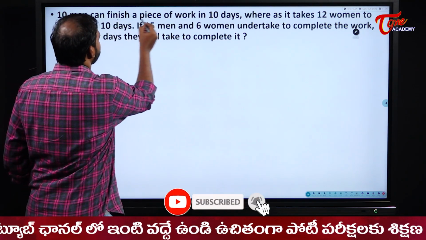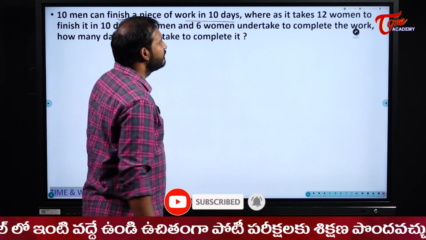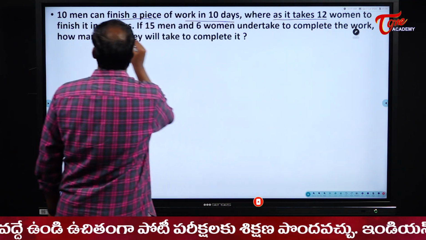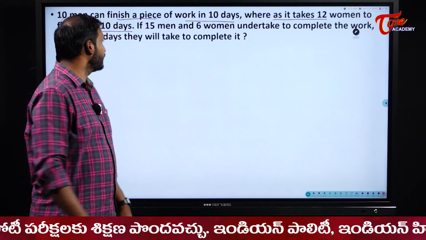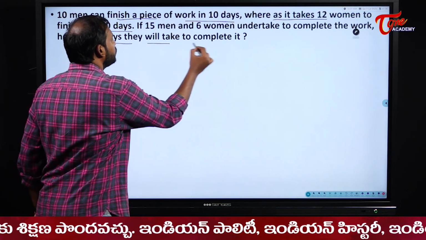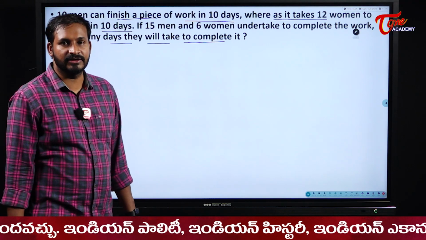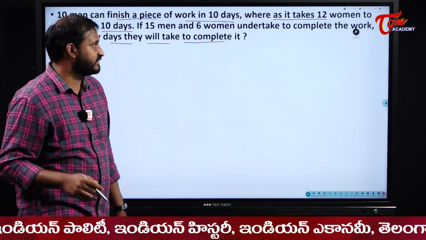Now see here. 10 men can finish a piece of work in 10 days, whereas it takes 12 women to finish it in 10 days. If 15 men and 6 women undertake to complete the work, how many days will they take to complete it? This is the question they asked.